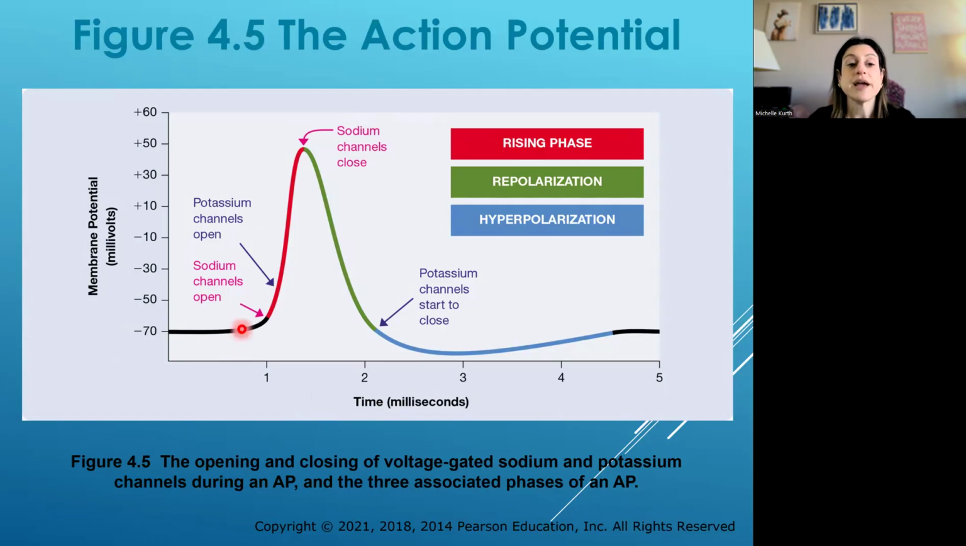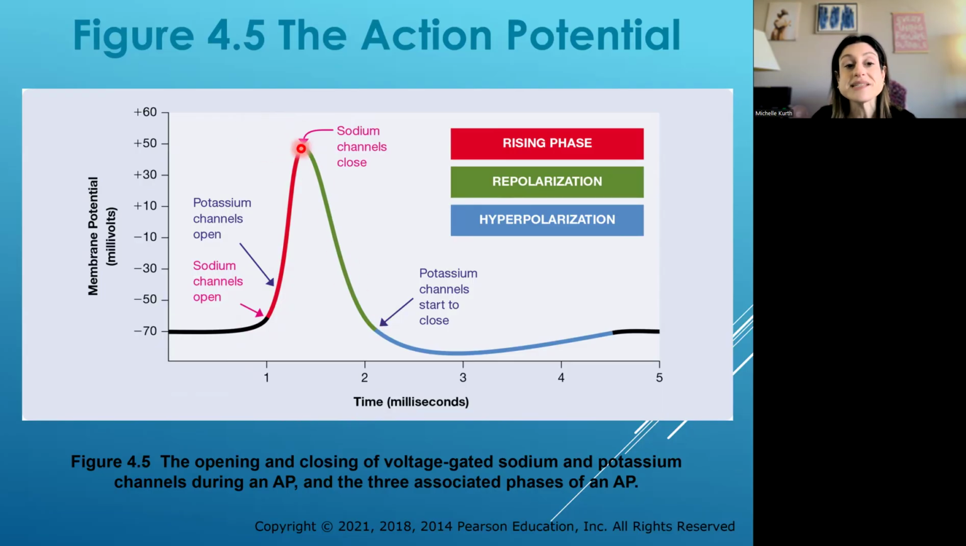Now you see the red line, which here is the rising phase. Once that threshold is reached, the sodium channels fly open, and sodium starts rushing into the cell. That's why you see this line shoot upwards so much. The inside of the cell quickly becomes more positive. So it's like a floodgate that's opening. You have the green line, which is repolarization.